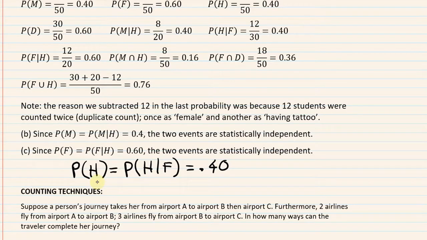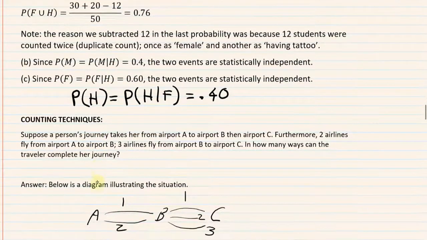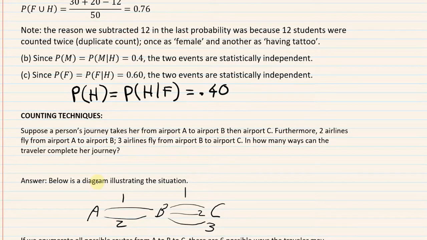Now we're going to end the chapter with our counting techniques. This kind of counting is in the field of mathematics known as combinatorics. So we're going to begin with a simple example.